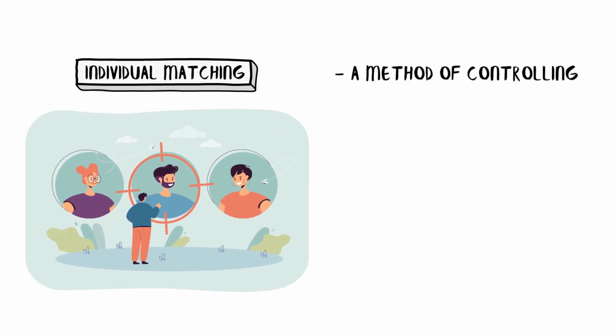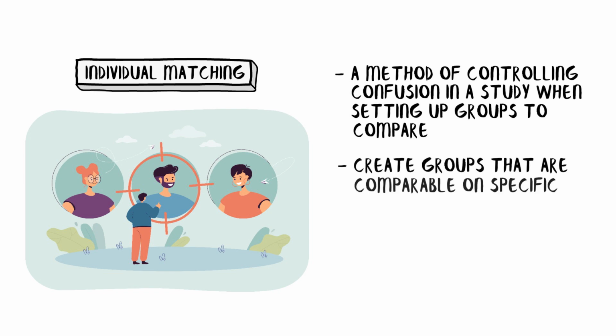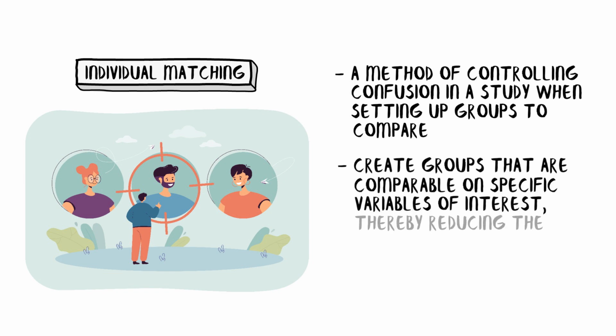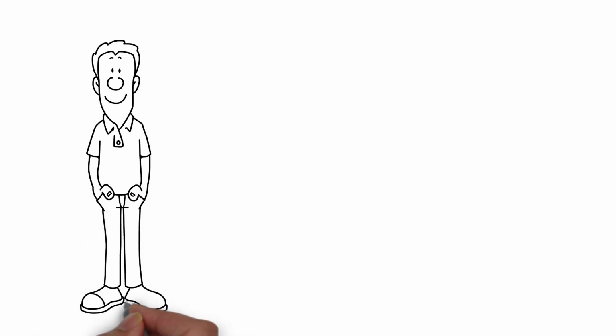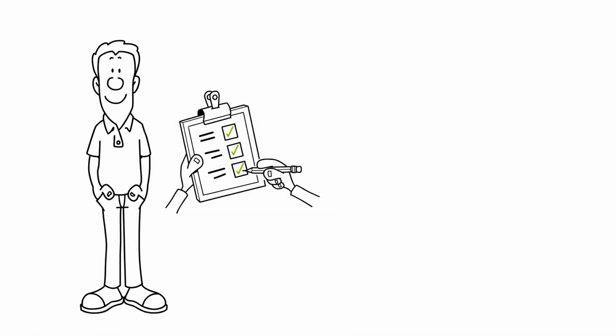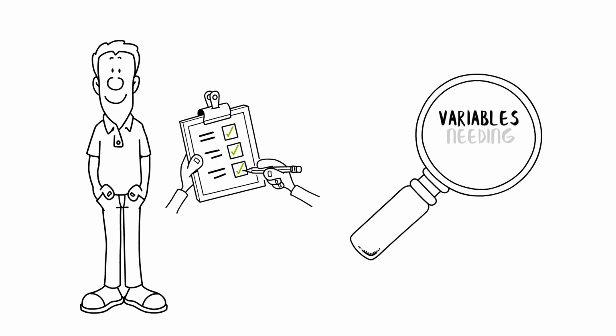Individual matching is a method of controlling confounding in a study when setting up groups to compare. The purpose of individual matching is to create groups that are comparable on specific variables of interest, thereby reducing the potential influence of those variables on the study outcomes. The researcher can recruit participants who meet the inclusion criteria for the study. The researcher could also identify specific variables that need to be controlled within the study.